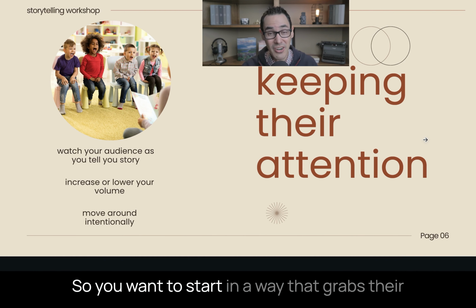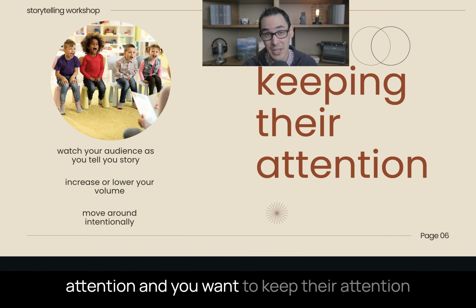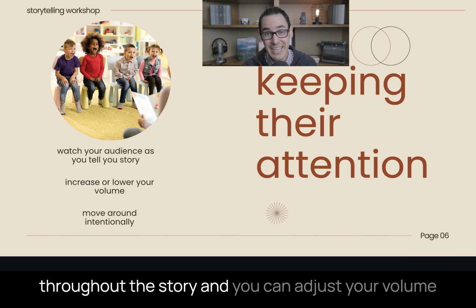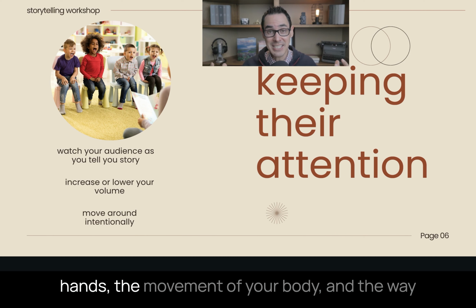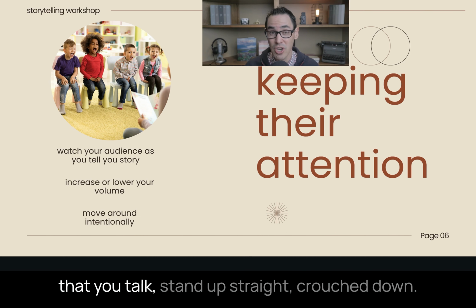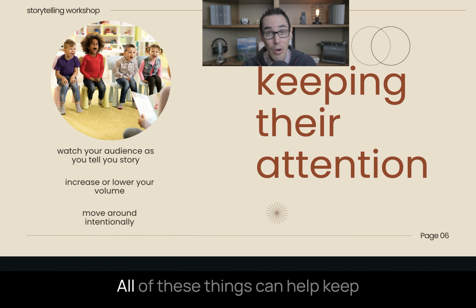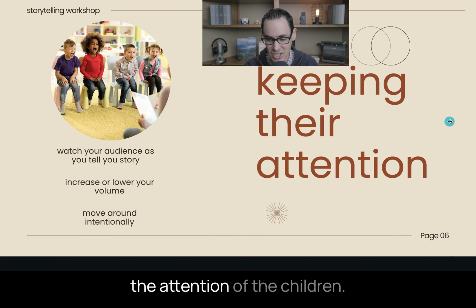These are also good techniques to just use throughout the story as a great way of holding their attention. So you want to start in a way that grabs their attention and you want to keep their attention throughout the story, and you can adjust your volume and you can use movement, the movement of your hands, the movement of your body, and the way that you talk, stand up straight, crouch down. All of these things can help keep the attention of the children.